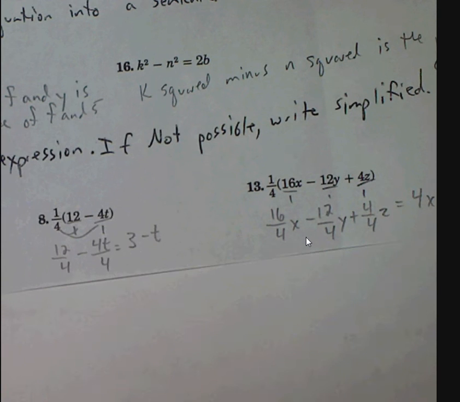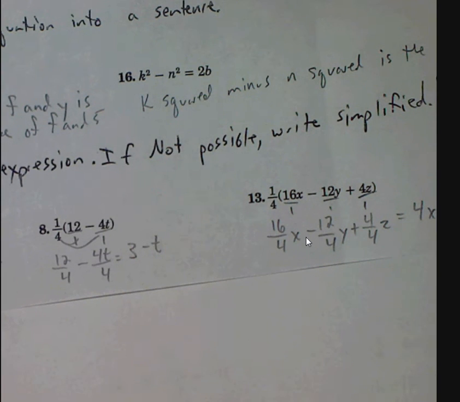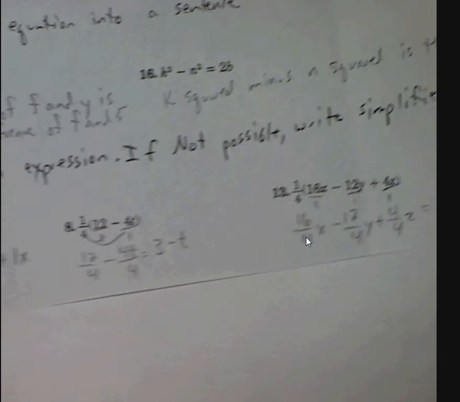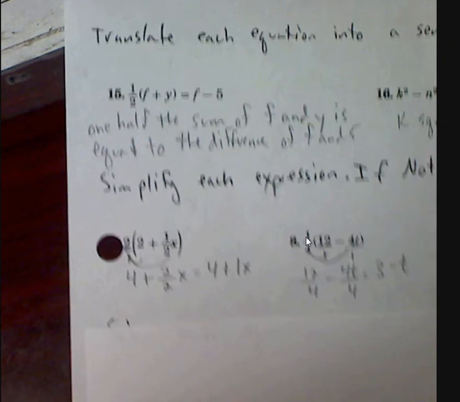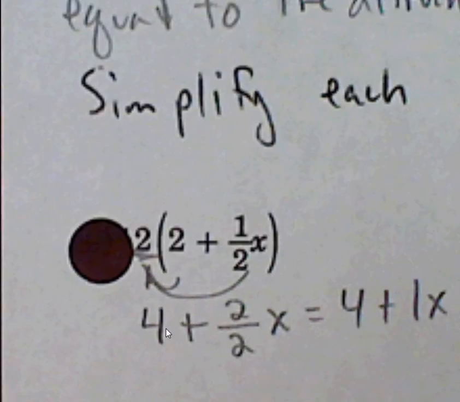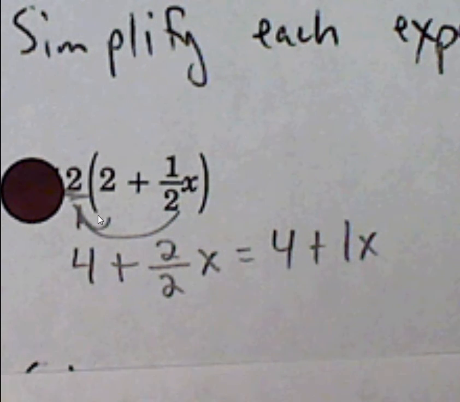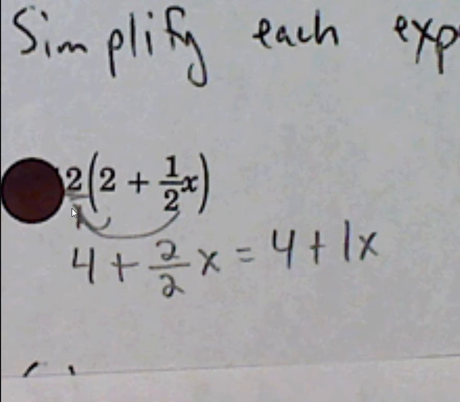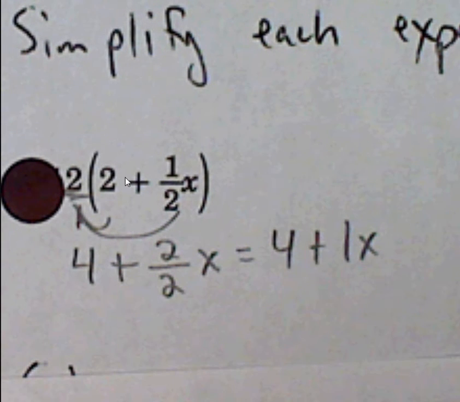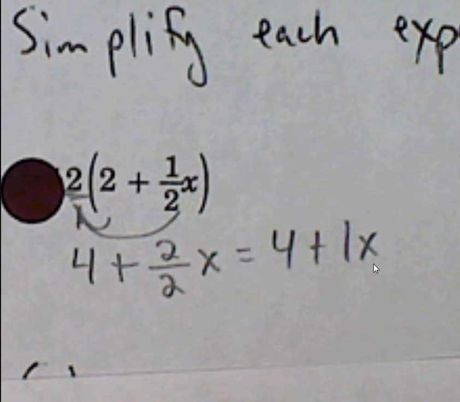Then we get to simplify each expression. Simplify means we don't solve, we go ahead and just simplify. There is no equal sign. So here we go. On the first one, what I did is I distributed. So 2 times 2 is 4, plus, this is a fraction, 2 times 1 is 2, 1 times 2 is 2. I can reduce this, 4 plus 1x is my final answer.